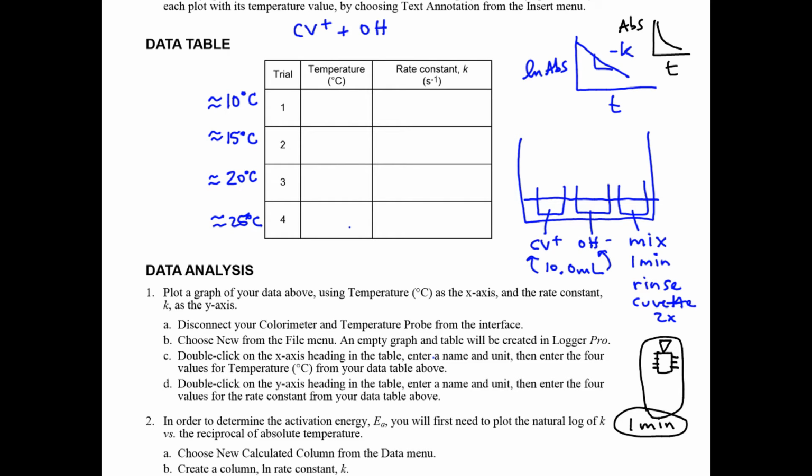And so you're going to turn that graph into this graph, and you're going to have negative K as your slope. So that's going to be your run at 10 degrees Celsius. Then you're going to repeat the same exact thing at 15, 20, and 25. And so what you're going to have is 4 different lines on this graph.